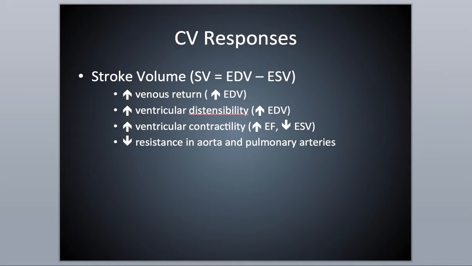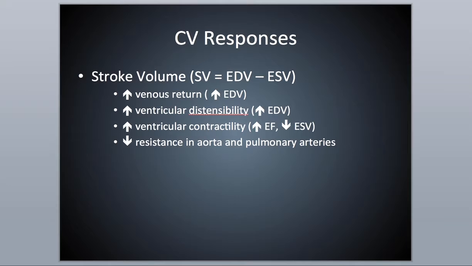There's also going to be an increase in distensibility, basically the stretching out of the cardiac wall within the chambers, especially in the ventricles. So during diastole, there's going to be a lot more pressure because there's more blood coming back to the heart, filling the ventricles up. So they're going to be a little bit more distended. They're going to stretch out just a little bit more, so that also causes the end diastolic volume to increase.